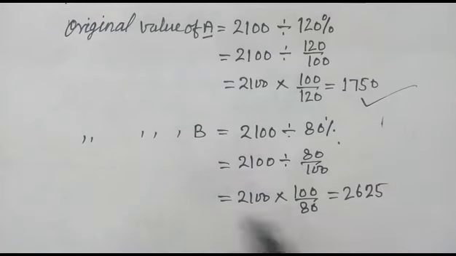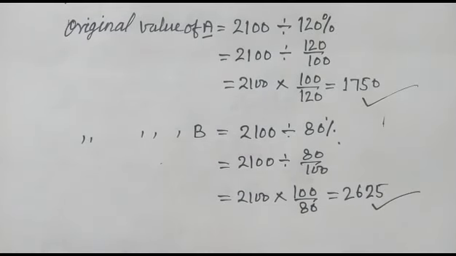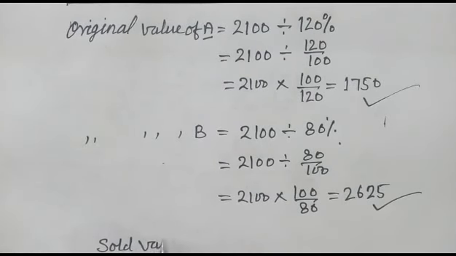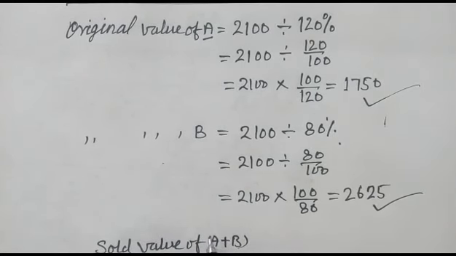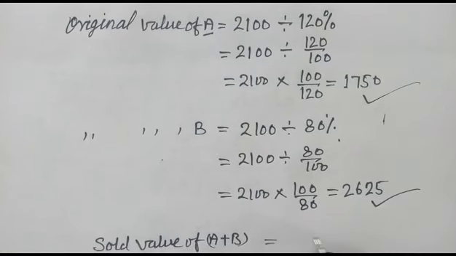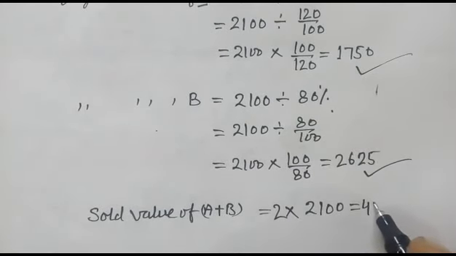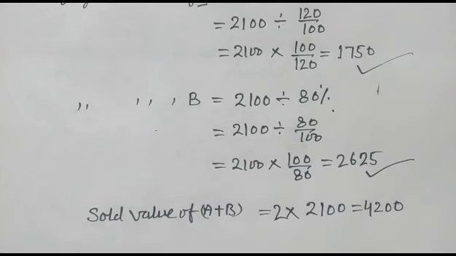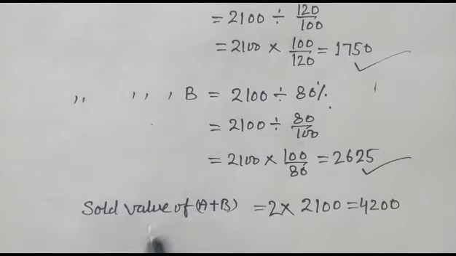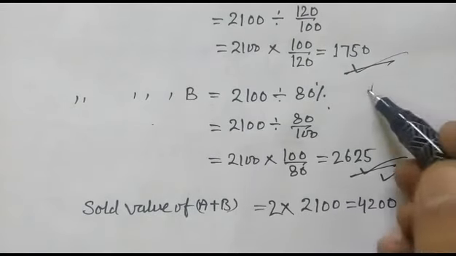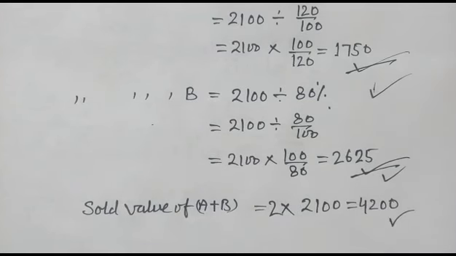The original value of A is this, the original value of B is this, right? So the sold value of A and B will be equal to 2100 multiplied by 2, right? This will be 4200, right? Here the original value is this plus this, and the sold value is this.